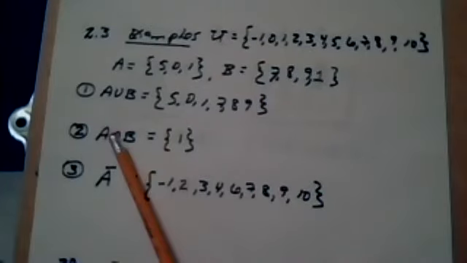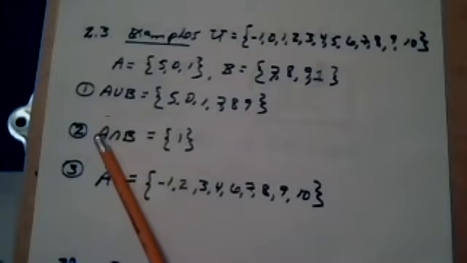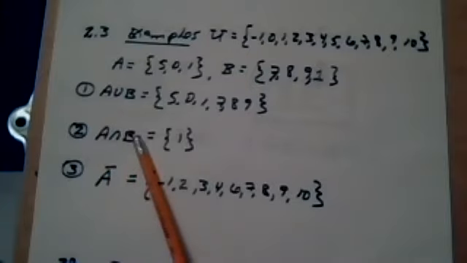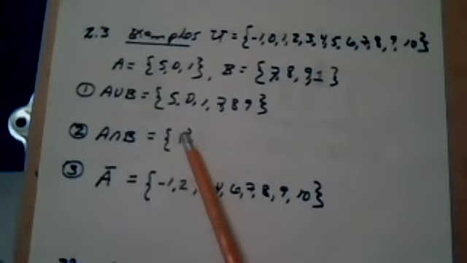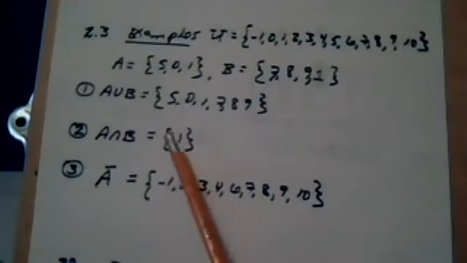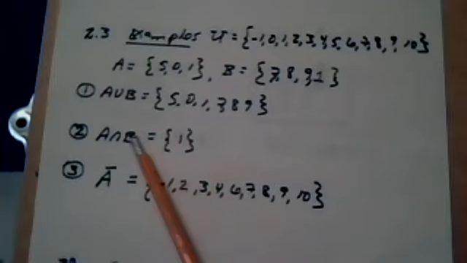If you were looking for the intersection of set A with B, what you would do is go to set A and B and see what they have in common. Well, they only have this in common. So this is the intersection. That's the symbol for intersection.